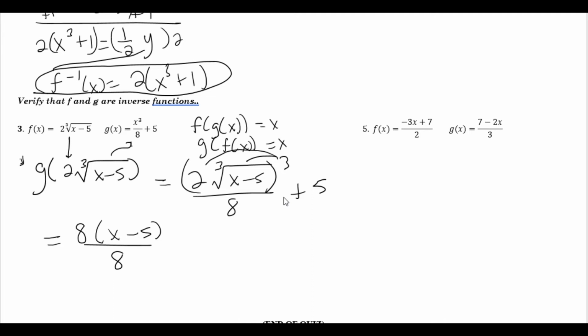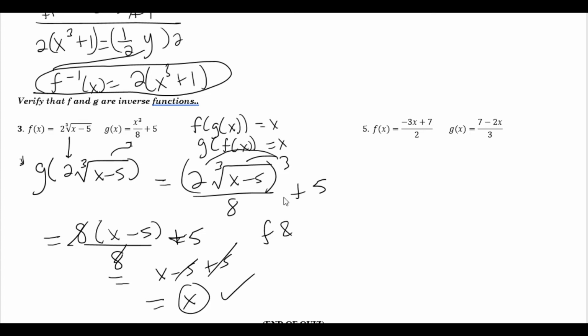So you know this is 2 to the third, which is 8, and then the cube root with this cancels, so it leaves you with that. And then the 8's cancel, and don't forget the plus 5 out here. So the 8's cancel, and then the 5's cancel because it's a negative 5 plus 5, and so it's x. So that means both f and g are inverses.